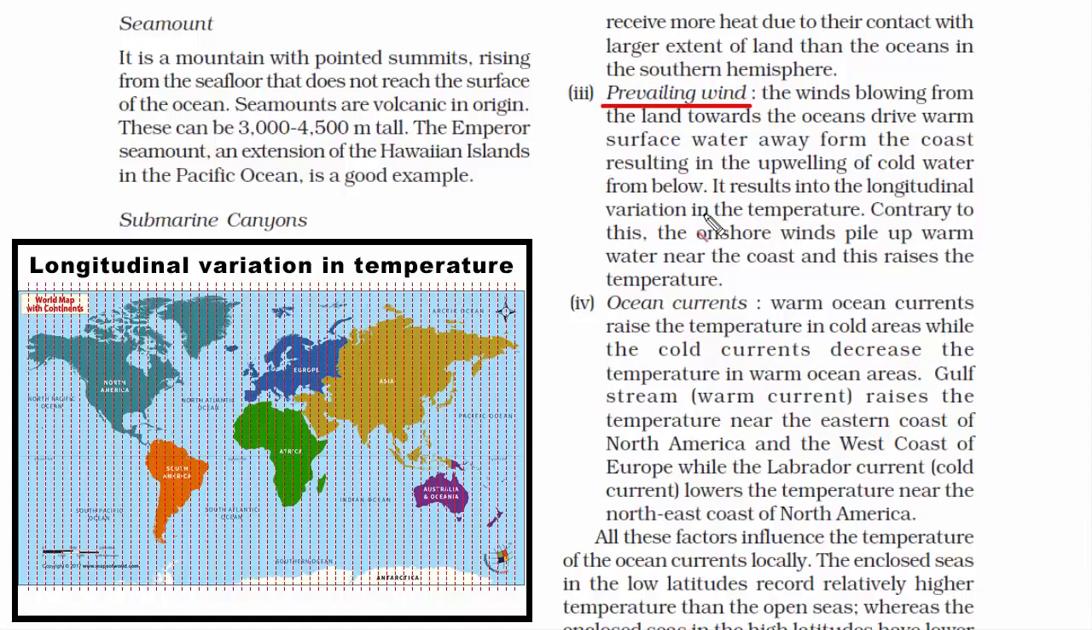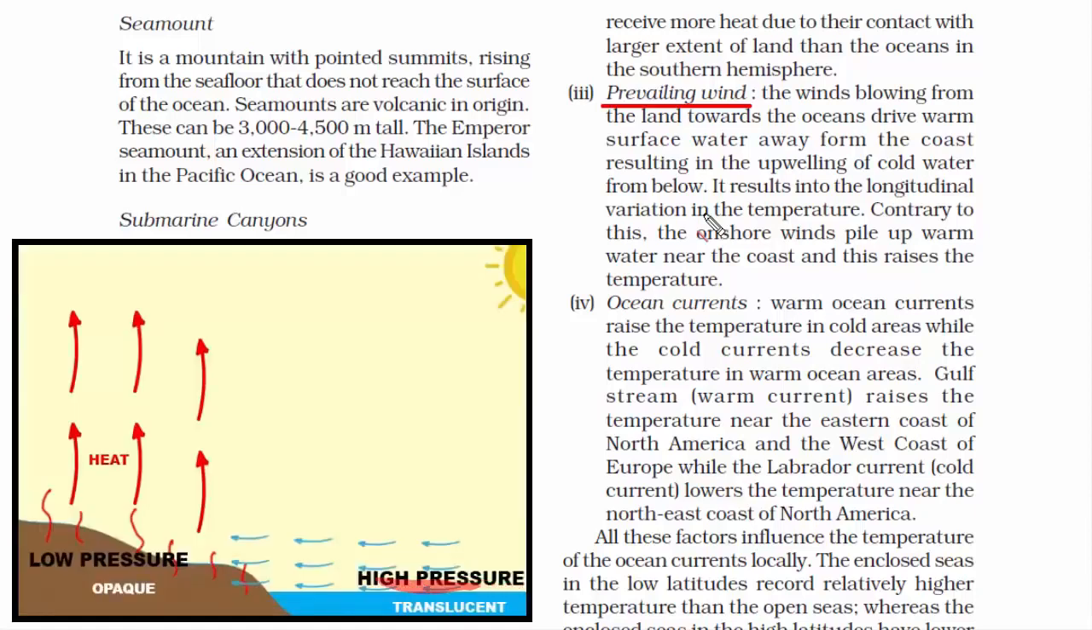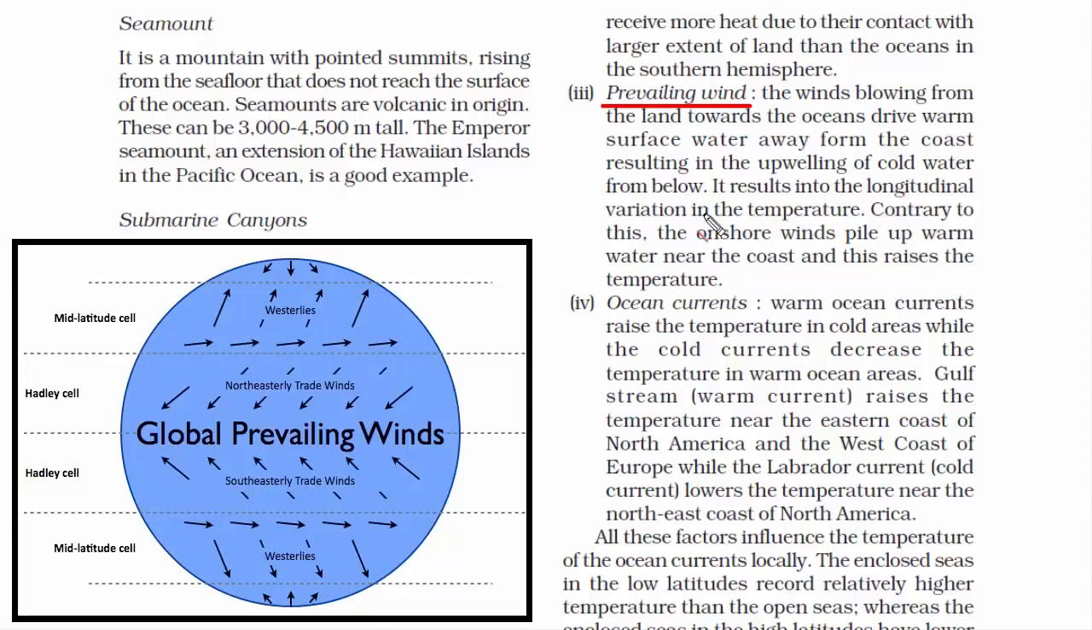And the opposite of this would be during daytime, when the cool air from the sea flows towards the land, it piles up warm water near the coast. So this kind of temperature variation is caused due to prevailing winds.